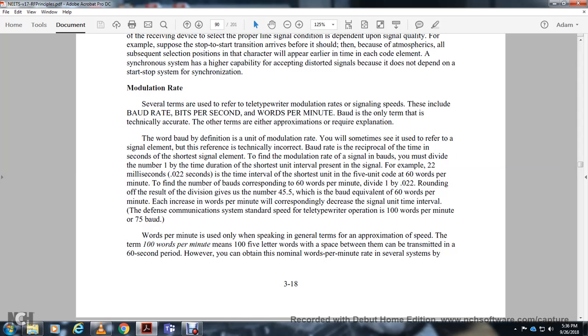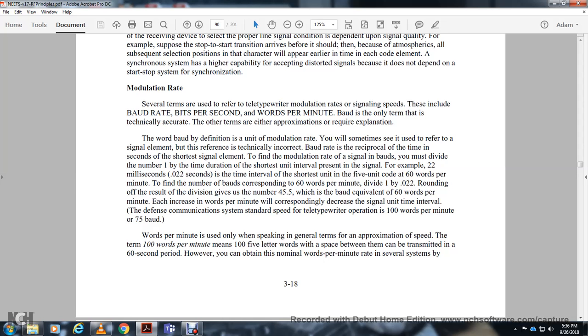The word baud is the definition of modulation rate, which sometimes refers to a single element. The baud rate is the reciprocal of the time in seconds of the shortest signal element. To find the modulation rate in bauds, you must divide 1 by the time duration of the shortest unit interval present within the signal.